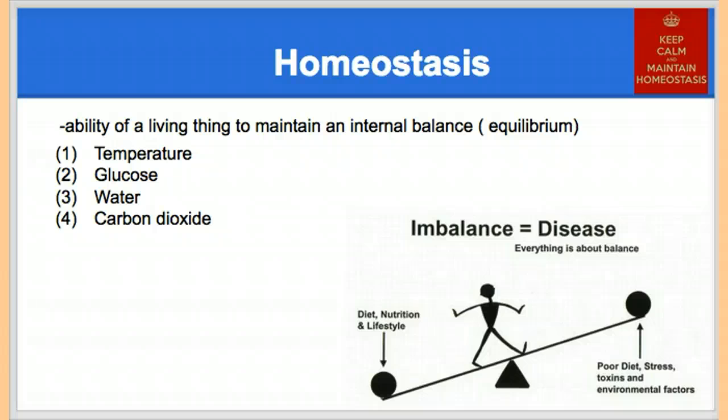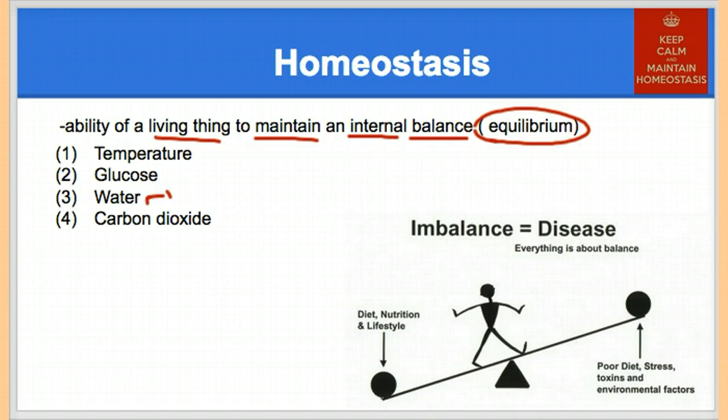So what is homeostasis? Homeostasis is the ability of a living thing to maintain an internal balance. And we talked about maintaining internal balance in our last lab, or maintaining an equilibrium. In the last lab, we were looking at how salt changes the concentration of water, and if we can't maintain a balance of water, the cell can either shrink or it can burst depending on the concentration of salt. So we looked at the balance of water, and now we're going to look at some other things in this lesson. We're going to look at the balance of temperature, the balance of glucose, and the balance of carbon dioxide.